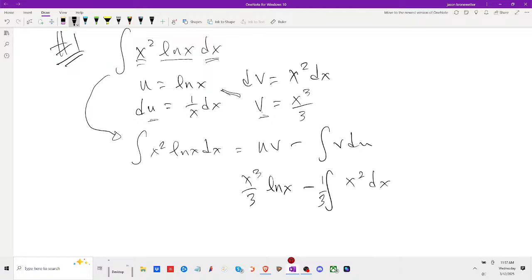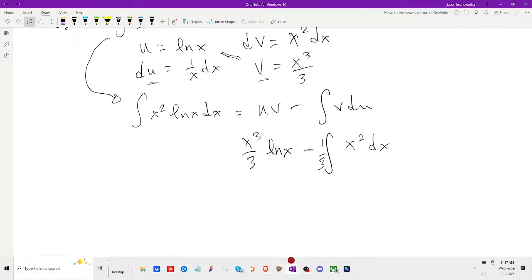Okay? And then to complete the integral, this portion is already done. I don't need to do anything else here, but I do need to integrate this. So when I integrate x squared, again, we just did it, so it's x cubed over 3, so I'll get minus 1/3 times x cubed over 3.